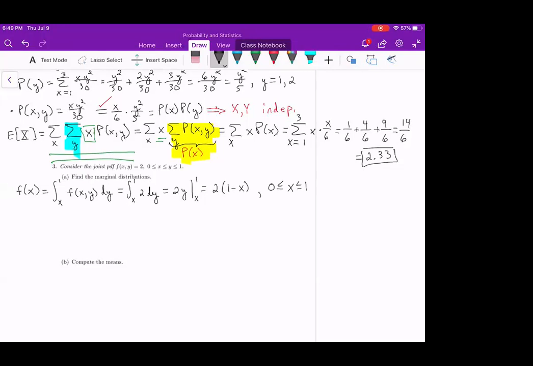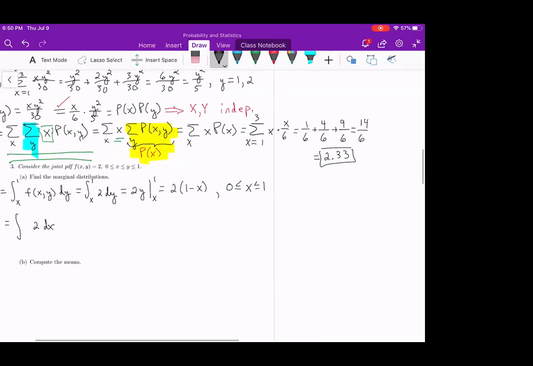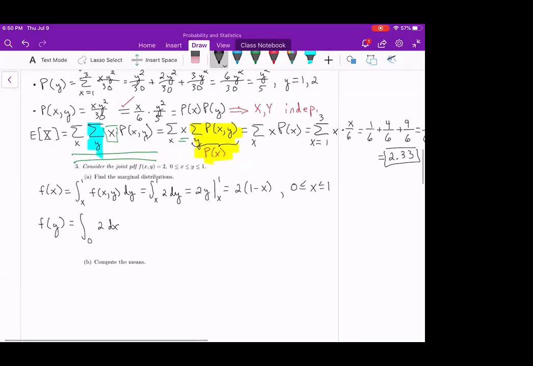Starting from scratch, we want the marginal distribution of y. So we're integrating 2 dx because we're integrating x out. Anyone have an idea what the bounds of the integration here should be? Is it 0 to y? Yep. So x is greater than or equal to 0, and it's going up to y, because again, you're starting over, so you're starting from the joint distribution.